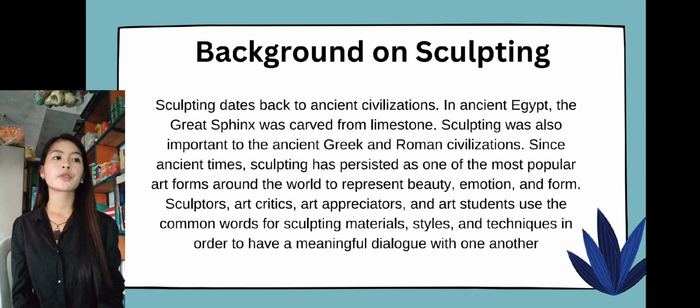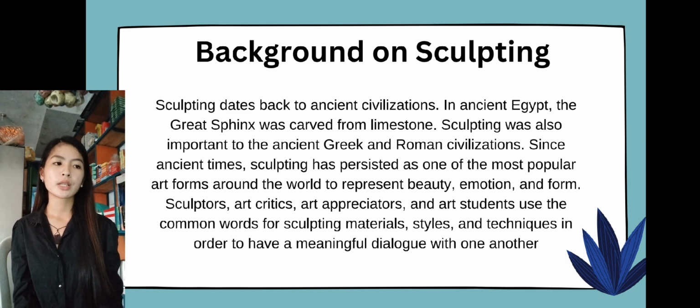Now, let's proceed to the background on sculpting. Sculpting dates back to the ancient civilizations. In ancient Egypt, the Great Sphinx was carved from limestone. During the time of ancient Egypt, carving with stone was popular. Sculpting was also important to the ancient Greek and Roman civilizations. Since ancient times, sculpting has persisted as one of the most popular art forms around the world to represent beauty, emotion, and form.